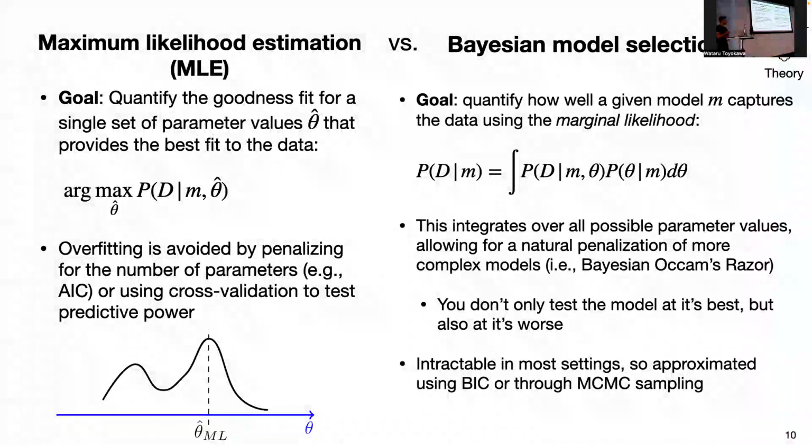But one important caveat is that this is actually intractable in most settings. We can't perform these computations for every single set of parameter values. And this is often approximated either using something like BIC or through MCMC sampling.